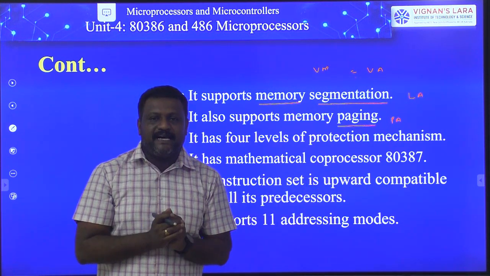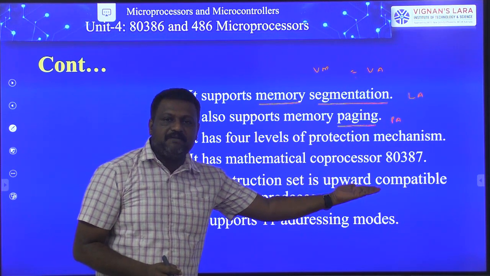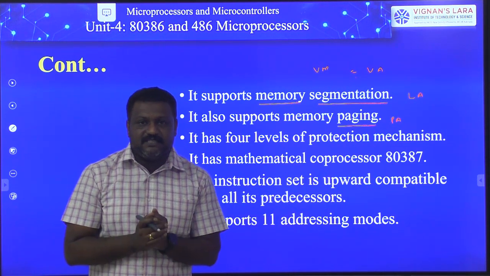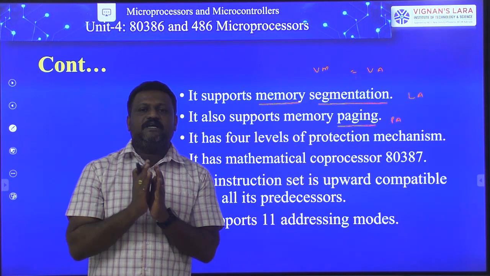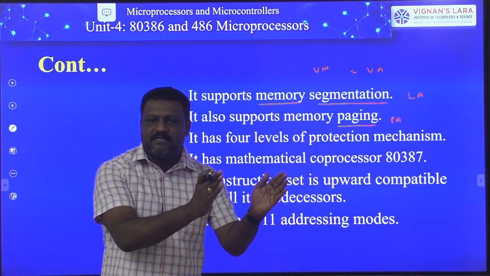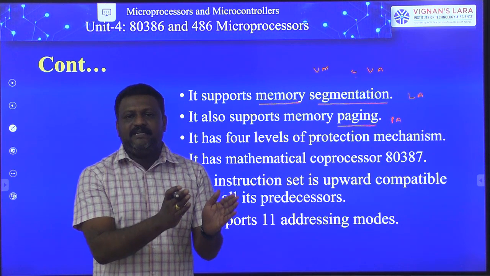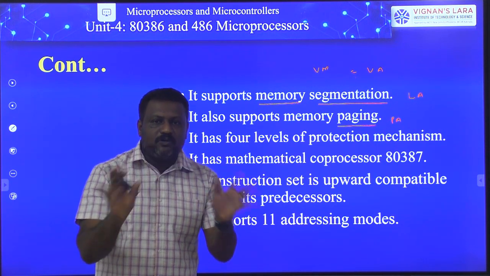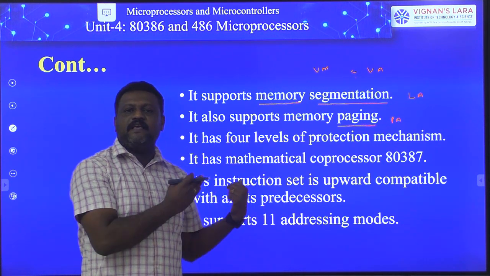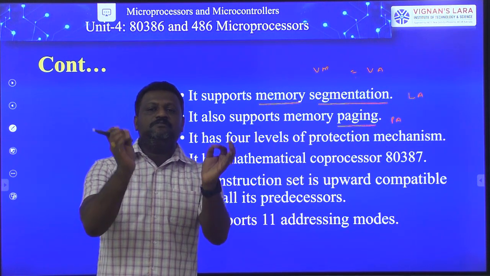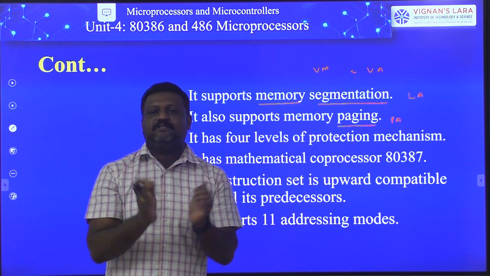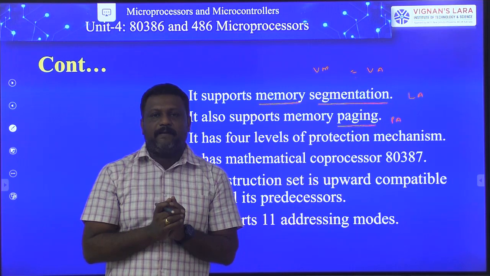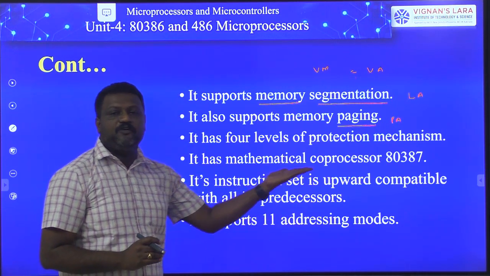I repeat once again, guys, the meaning of this upward compatible feature of 80386 is that the application programs we developed for 8086, 8088, 186 and 286 can be executed on 80386 without modifying even a single instruction in the application program. So that is the meaning of upward compatible.